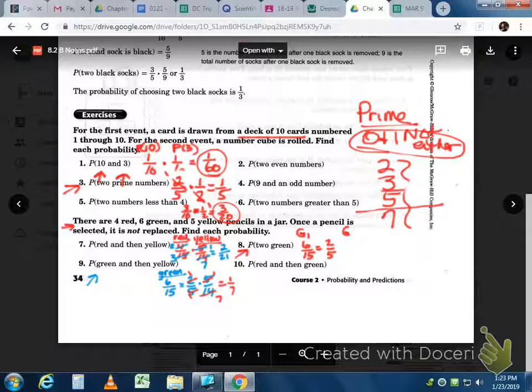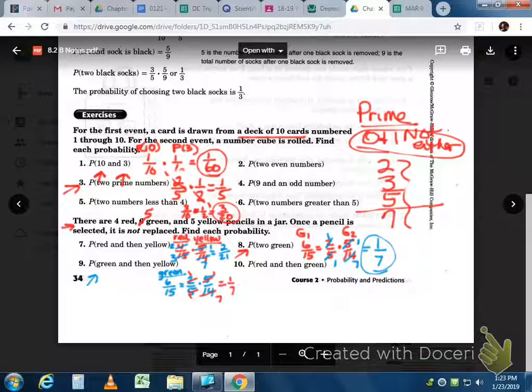Now, green pencil 2. Here's the thing. These green pencils, there's really now 5 in there, isn't there? So it would be 5 over 14. And then you multiply that and cancel out. The 5s both become 1s, and the 2 and the 14 become 1 and 7. So again, 1/7.